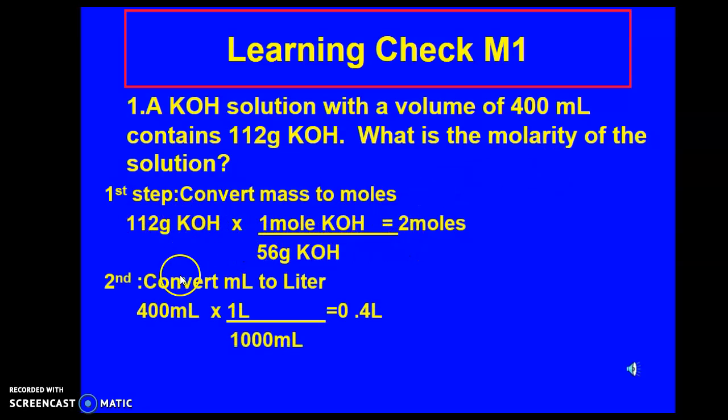Then you convert the 400 milliliters to liters. 400 times 1 over 1000 will give us 0.4. So now using the formula, you have 2 moles over 0.4 liters to give you a 5 molar solution. So this is a pretty highly concentrated solution.